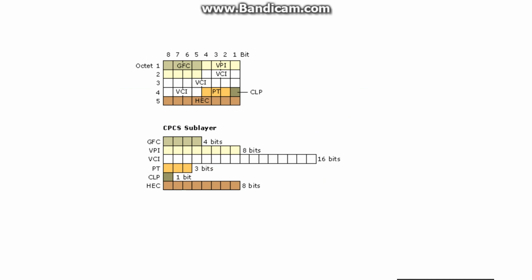Originally, there were 4 ATM adaptation layers. First is connection oriented constant bit rate, CBR. Second is connection oriented variable bit rate, VBR. Third is connection oriented VBR merged with AAL4, AAL3/4, which is connectionless VBR.